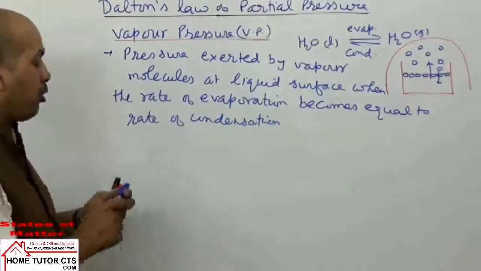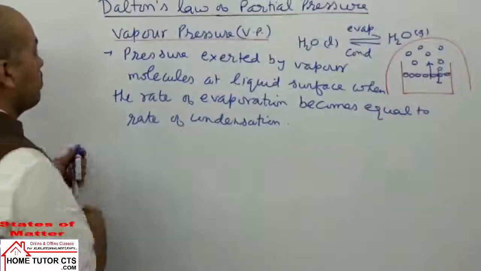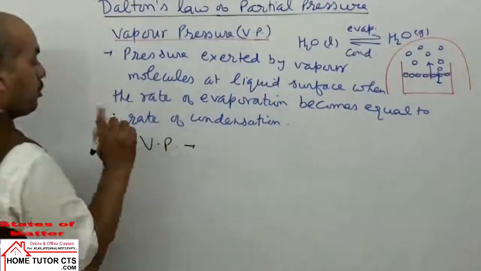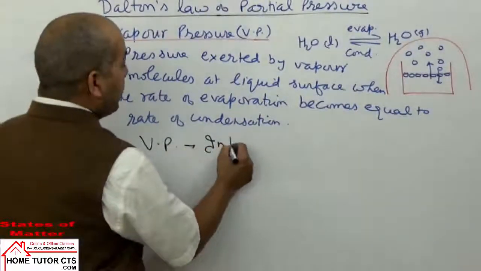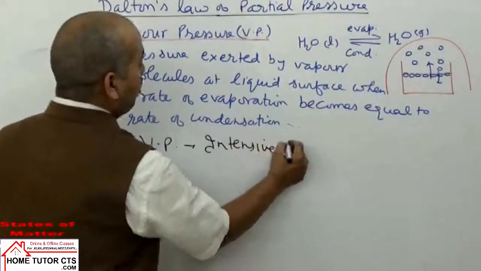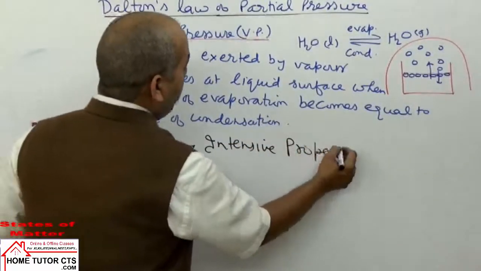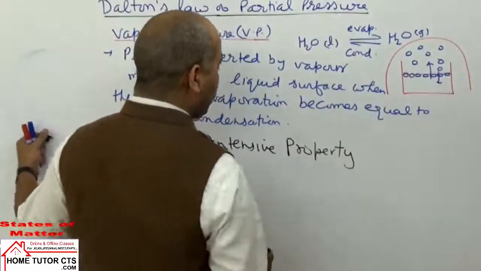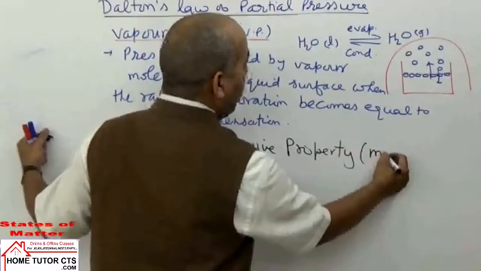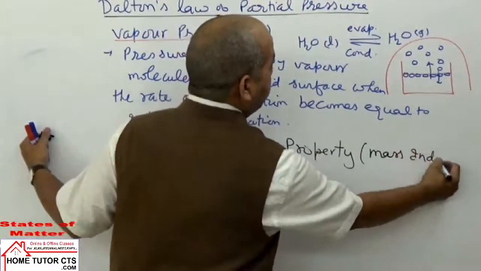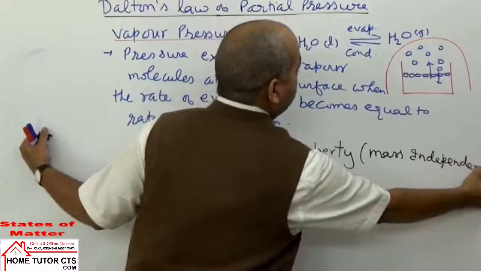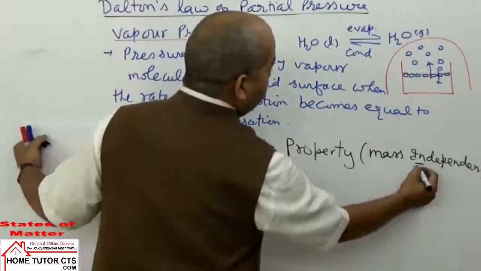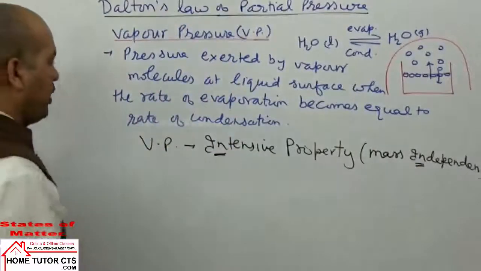Then some property we can have for vapor pressure. This property first of all is an example of intensive property. Intensive property you will study in thermodynamics in detail. What is its meaning? Simple you can remember right now. This property is mass independent. Intensive means mass independent. Memorize that way.